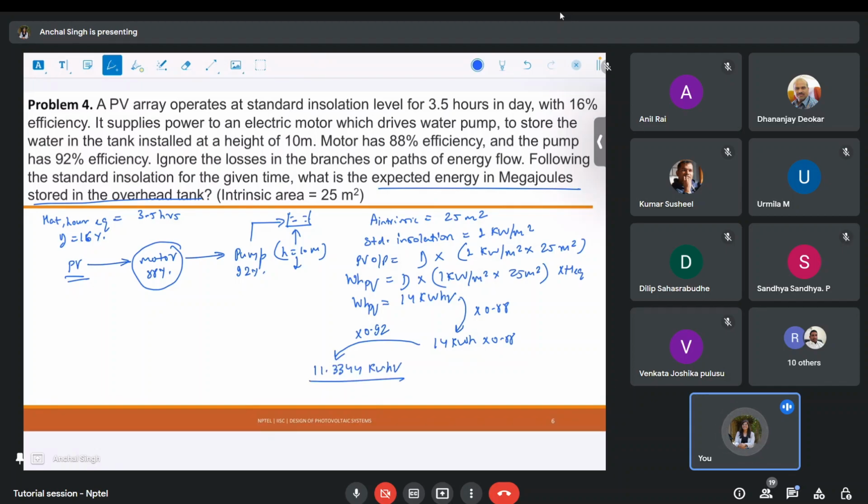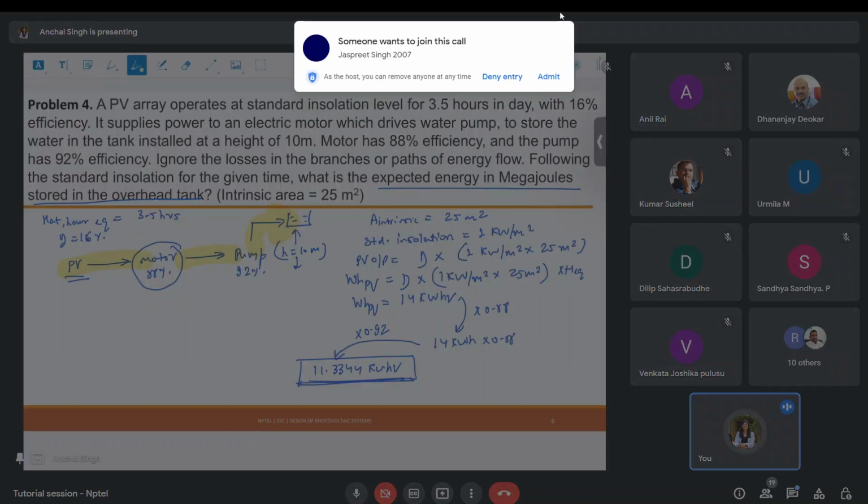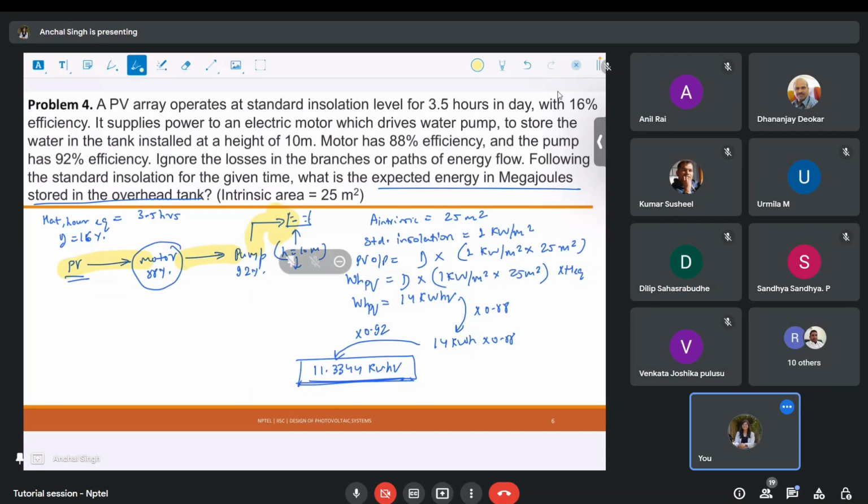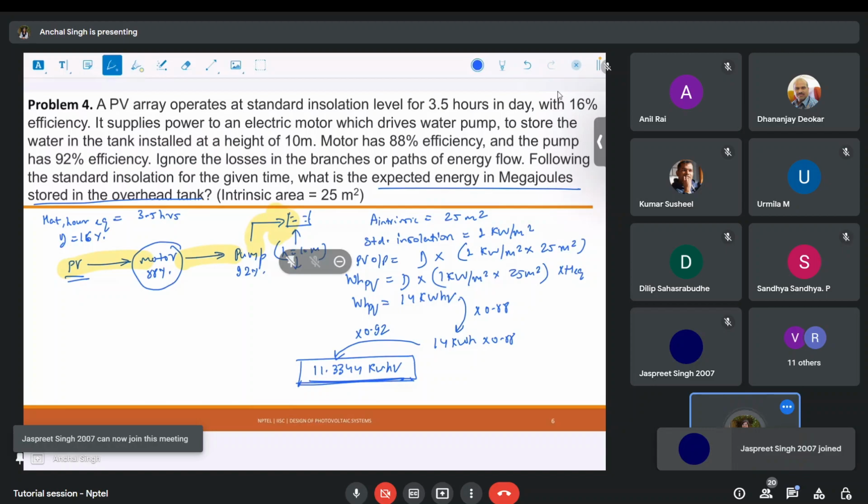So this is the net watt hour that my pump is giving out. This is the net energy that is going out of my pump, right? Because it's sort of a series circuit: PV is giving energy to the motor, the motor is giving energy to the pump, and then the pump is doing the actual work here. So in order to calculate the expected energy in megajoules stored in the overhead tank, we will multiply it with the efficiencies of these respective series cascaded systems.